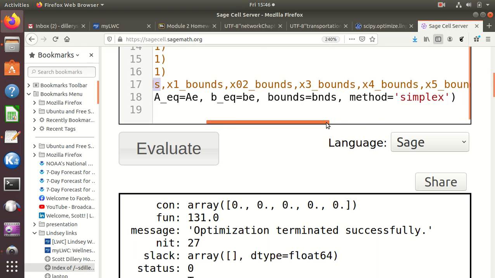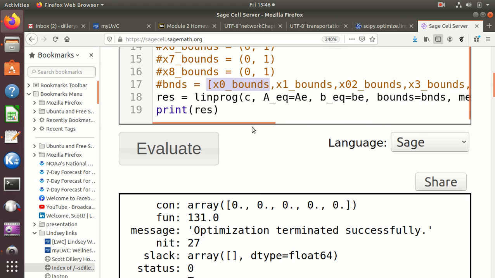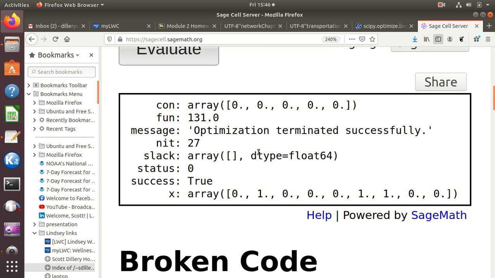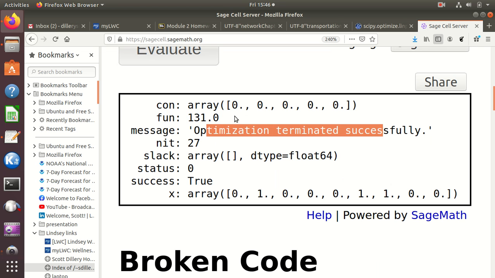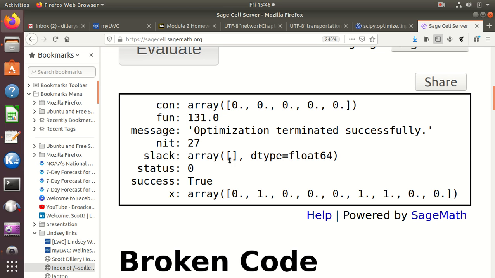And then finally, I'm using the method simplex. I tried it without it, and it worked just fine. But that is one caveat to getting integer solutions: if you don't use the simplex method, you actually might not get integer solutions. And so I just tossed the simplex method on there to make sure we get integers. And so I hit evaluate, and it says, hey, it terminated successfully. The value is 131, and here is my solution.